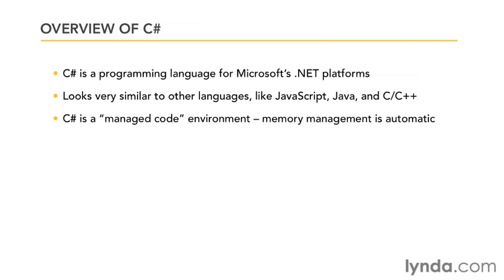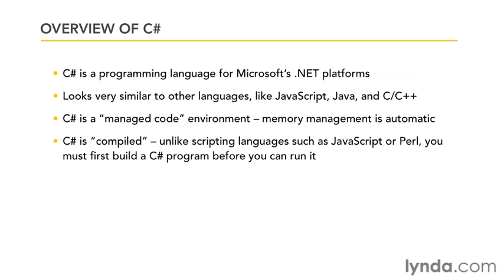C Sharp is what's called a managed code environment. Memory management is automatic. So if you've worked with other languages like C or Objective-C, then you've probably come across situations where you have to create and destroy objects on your own. C Sharp does all of that for you. When you create an object, the C Sharp interpreter or compiler actually takes care of making sure that that memory is returned to the system at some point and you don't have to worry about it.